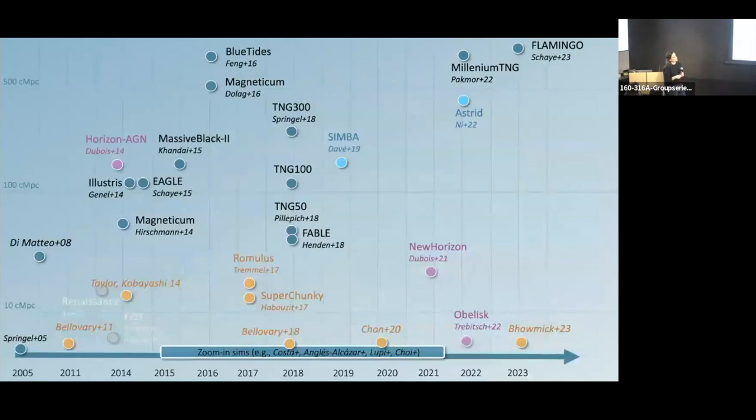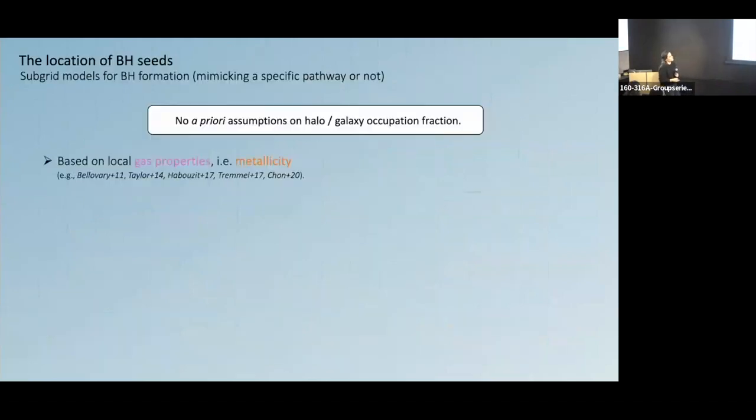Okay, so those were most of the simulations in the field, and then you have the simulations that try to do something a bit more physical in the seeding. They do not make any assumption of how many black holes you should have per galaxy, or if you should have a black hole at all in galaxies. They are also based on gas properties, and they look at parameters such as the metallicity, because you want to form black holes in metal-free, metal-poor environments.